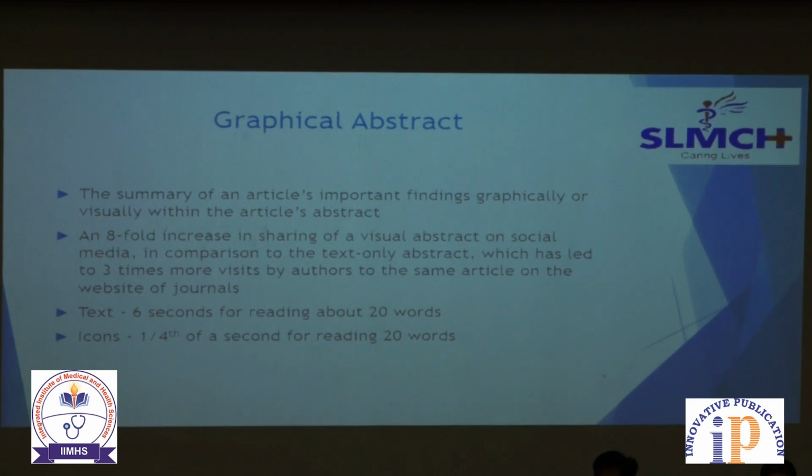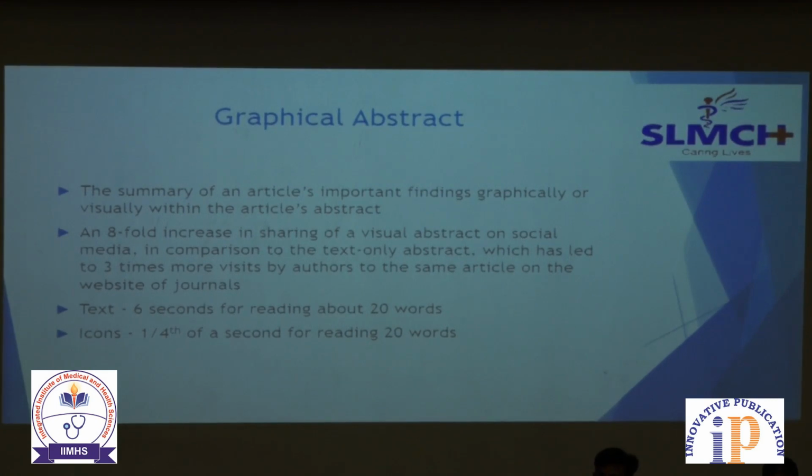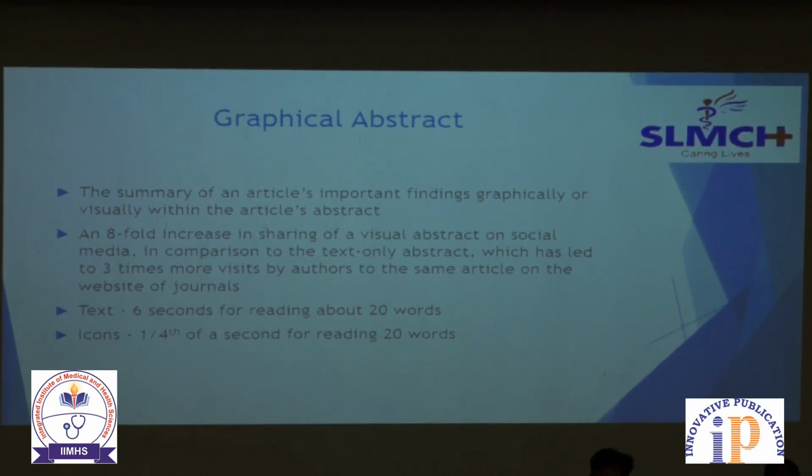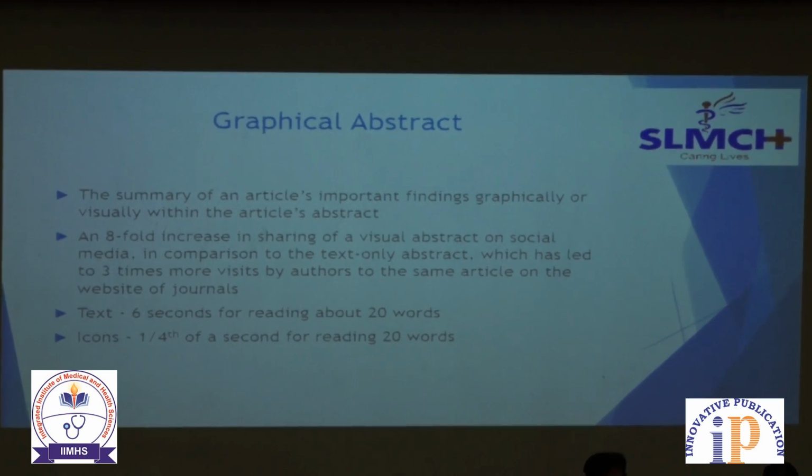And here a small study has been done, which found an 8-fold increase in the sharing of visual abstracts compared to the plain text abstract. If you take an article, there will be a small abstract of 300 to 350 words which tells about the whole article, what it is about, what the current research is on, and what the particular result is telling about the particular topic. So rather than reading, if you put it in the form of an image, with the use of imagery, icons and infographics, the understanding will be far better than reading the plain text abstract.